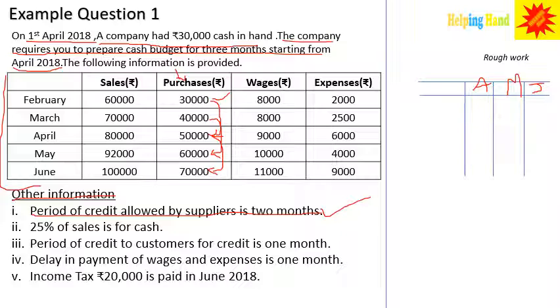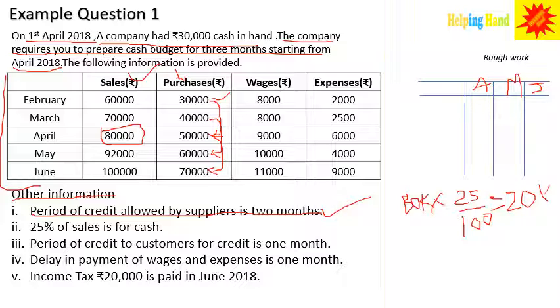Next, we have 25% of sale is for cash. So now we're moving on to the sales column. They say 25% of the month's sales is for cash. So for the month of April, 25% of this 80,000 shall be for cash. So 80,000 multiplied by 25%, I'm just writing the shortcut there, shall be on cash basis for the month of April, which is 20,000.